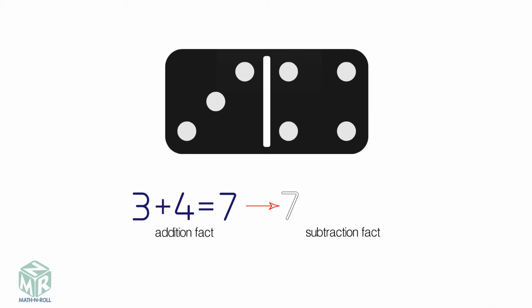As we already know, subtraction is the opposite of addition. 3 plus 4 equals 7 is an addition fact. The related subtraction fact is 7 minus 4 equals 3.